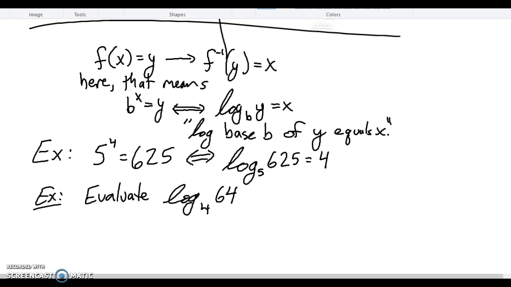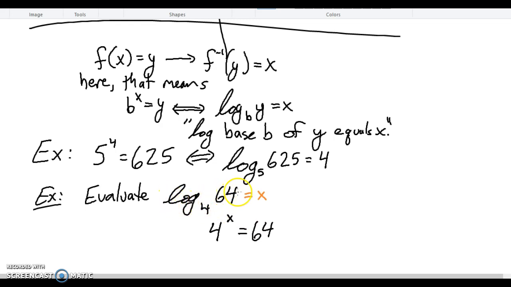So what I'm going to do is think about it as if I wrote log base 4 of 64 equals, we'll say x. And then I'm going to rewrite this as an exponential. So what's my base? Right here, it's 4. And now these trade places. So instead of log base 4 of 64, I want 4 to the x. And it's going to equal 64. These two are equivalent statements.